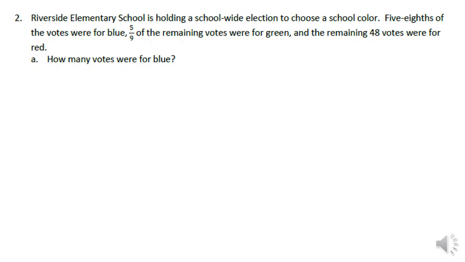Number 2 says, Riverside Elementary School is holding a school-wide election to choose a school color. 5/8 of the votes were blue, 5/9 of the remaining votes were green, and the remaining 48 votes were red. How many votes were for blue? So let's start by drawing ourselves a tape diagram.